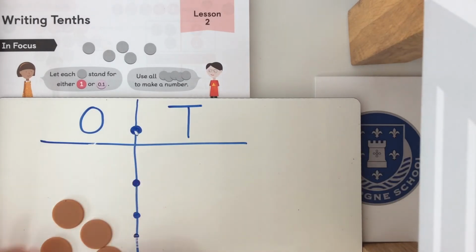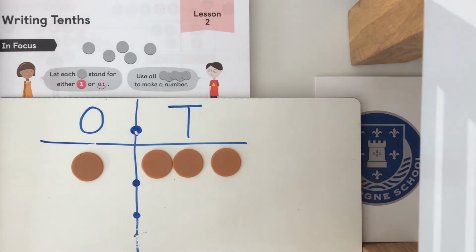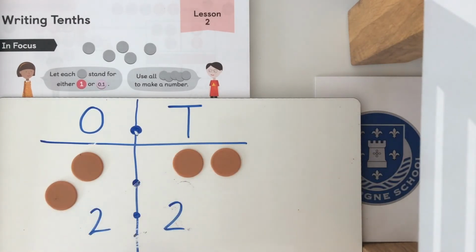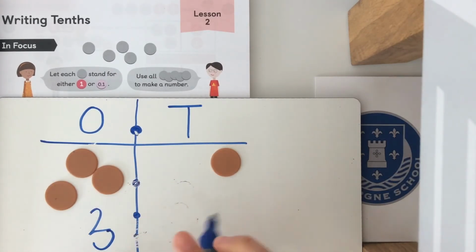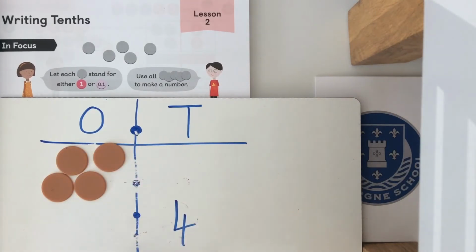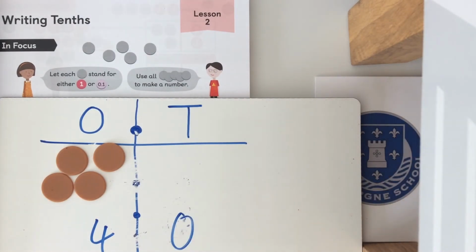Okay, so you should have been able to make 5 numbers. So you should have had 1.3, so that's 1 whole and 3 tenths. You could have had 2.2, 2 and 2 tenths. You could have had 3 and 1 tenth. You could have had 0 and 4 tenths, or you could have had 4 wholes. Okay, so you should have been able to make 5 numbers there.